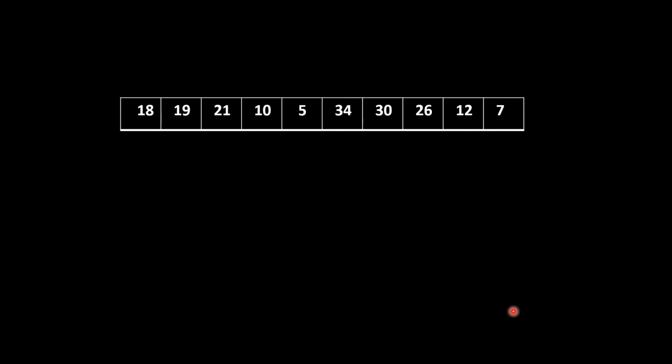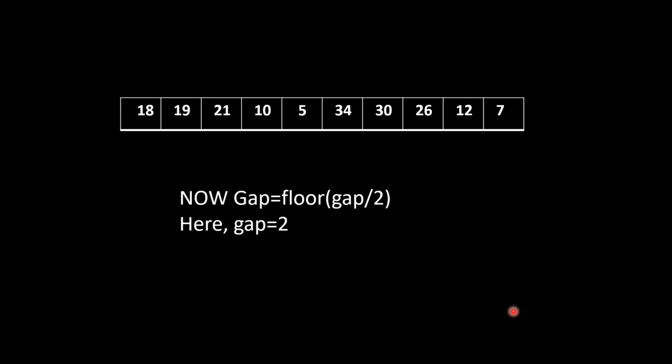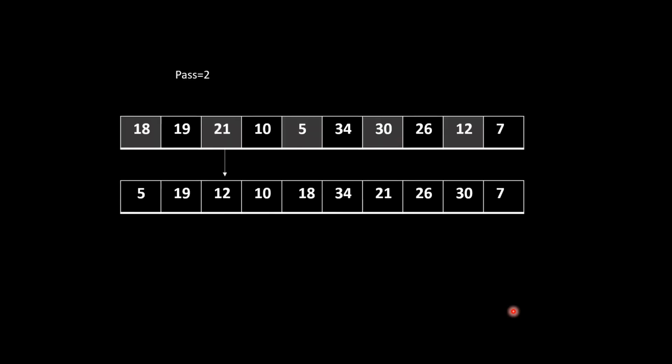In the second pass, the gap will become n by 4, that is the previous gap divided by 2, which is 5 by 2, which is 2.5. The floor of 2.5 is 2. So the gap in the second pass is 2, and in pass 2 there will be two sublists, each having five elements.